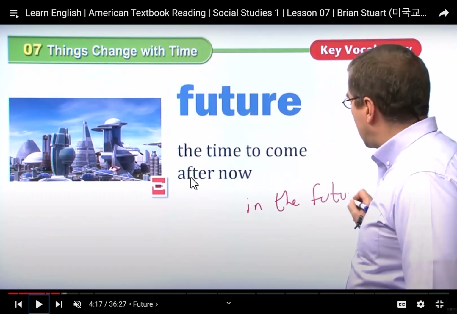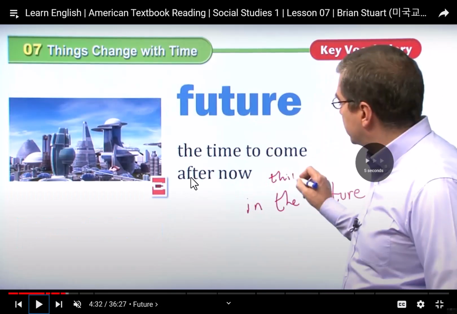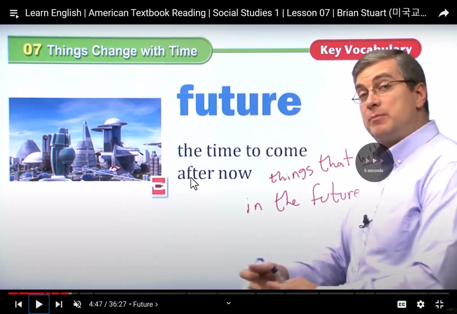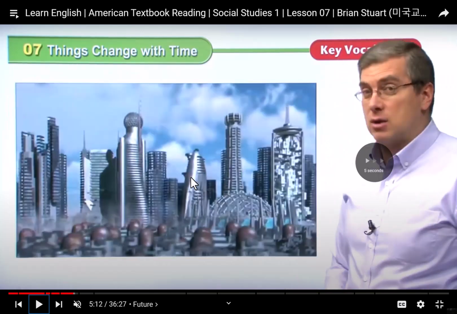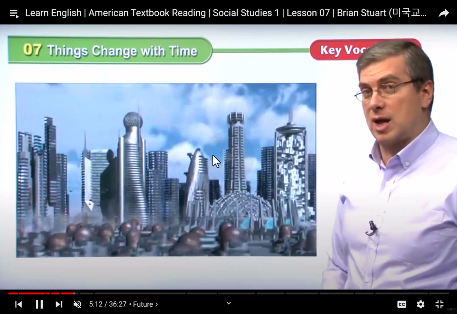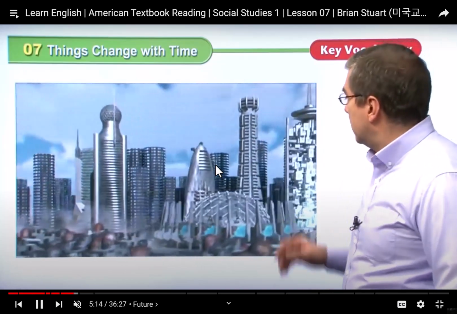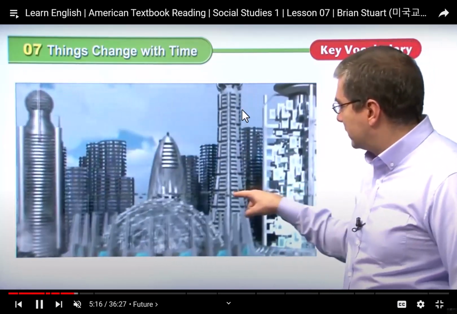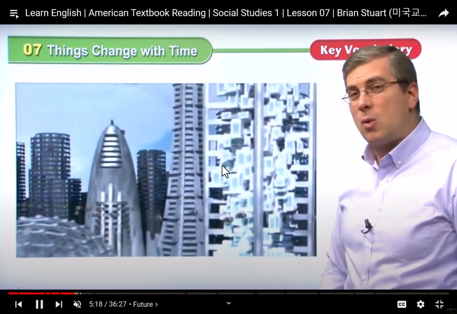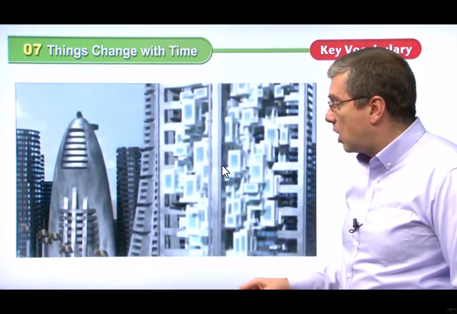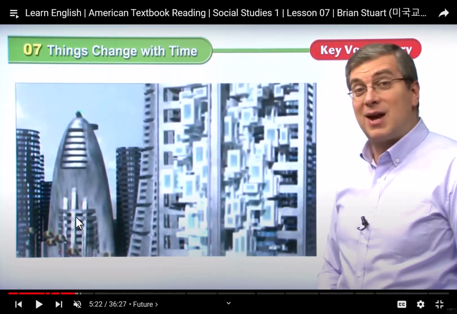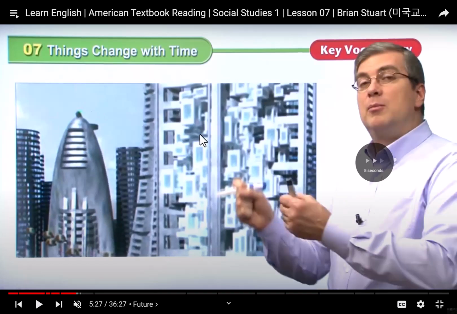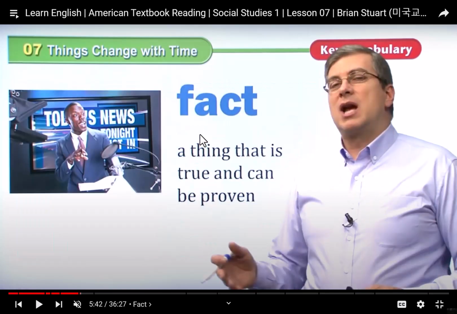Okay, future is the time to come after now. Things that will happen in the future. So we have the example here. We have the video. Here is a city in future time. So you see that it has cars that can fly, and it has tall buildings that we can't see now. So that's called the future.